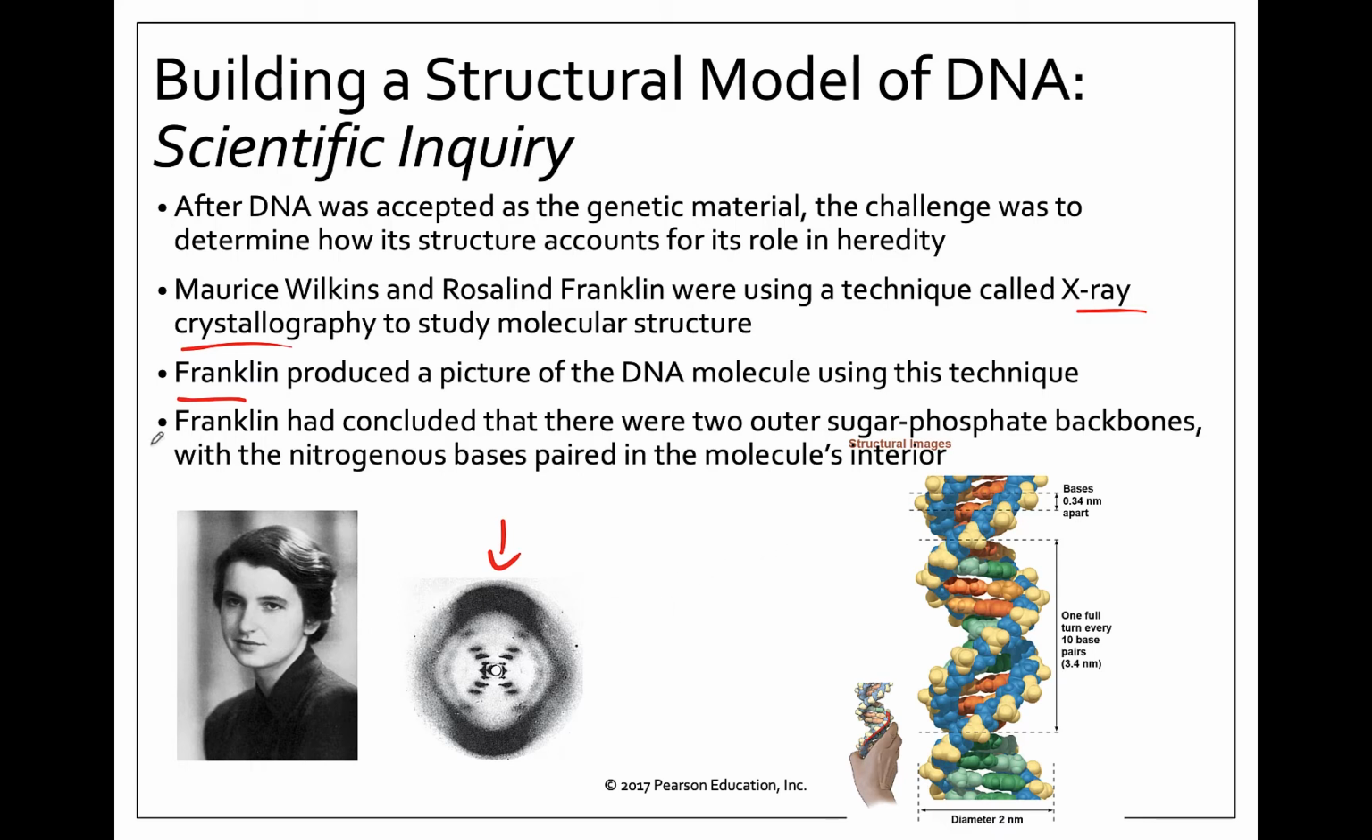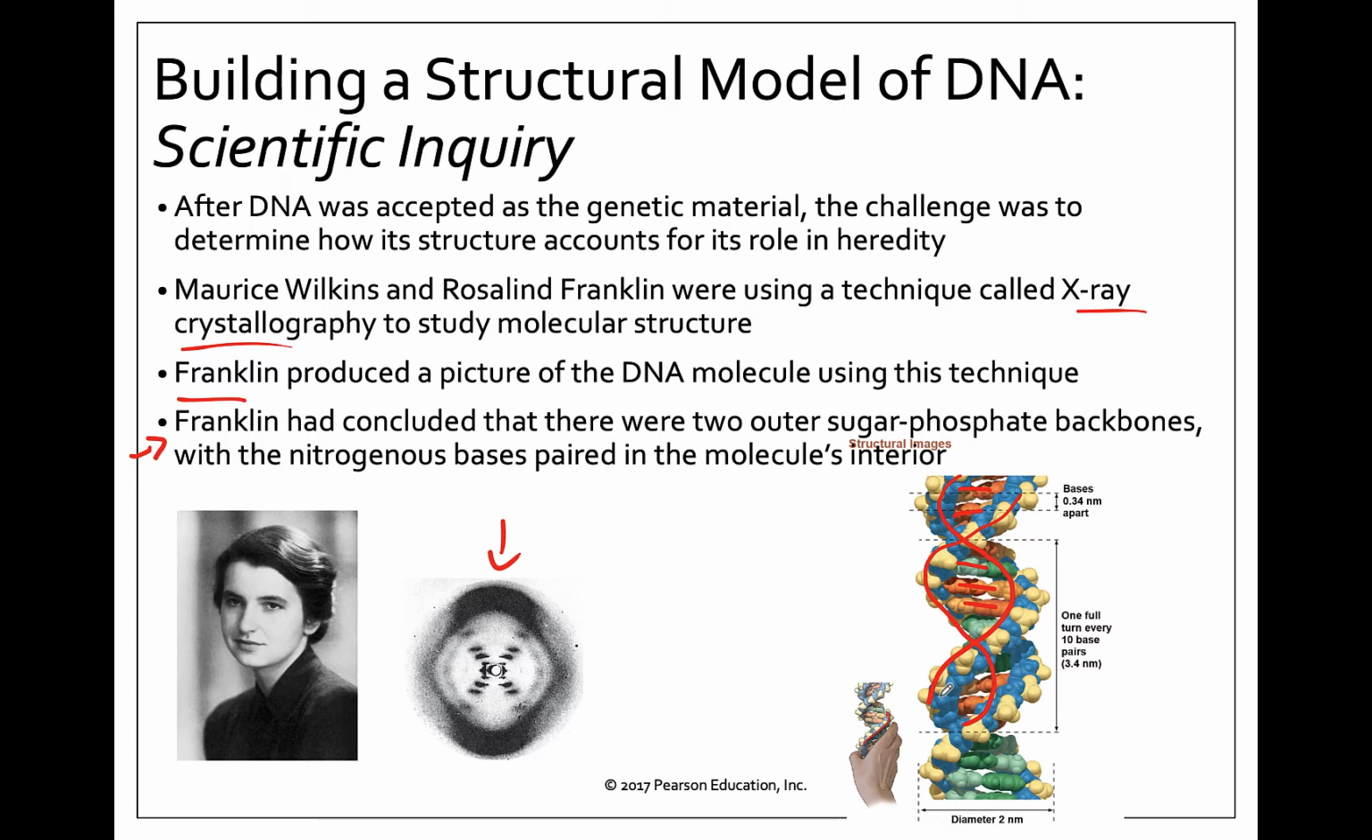So before Wilkins gave Watson and Crick this photo, Franklin had already concluded that the outer sugar phosphate backbones were on the outside in a double helix structure as indicated from this molecule's picture. And she thought that the nitrogenous bases were paired on the inside of the structure. Watson and Crick actually had this backwards. They thought that the phosphates and the sugars were on the inside, and then the nitrogenous bases were kind of open and on the outside.